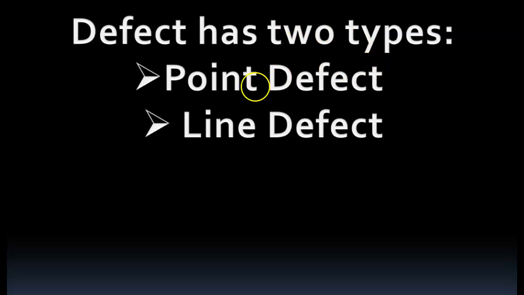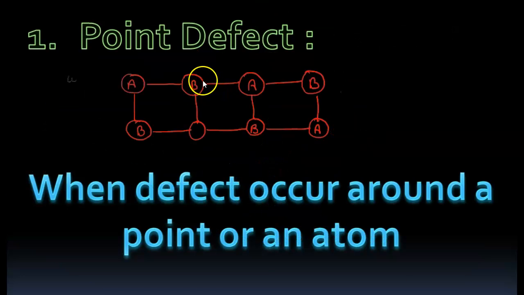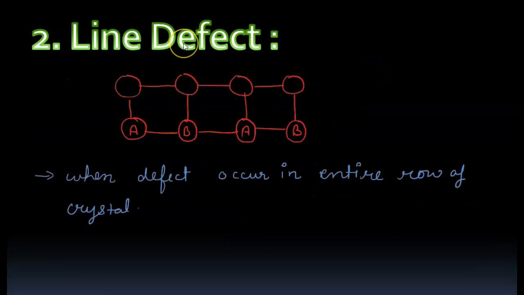Next, defect has two types. First is point defect and second is line defect. So first we will discuss point defect. Here you can see the crystal and these are vacant, in which defects occur. When a defect occurs around a point or an atom, it is called point defect. Next is line defect. You can see in this crystal the first row is almost vacant, so it is called line defect, when a defect occurs in an entire row of the crystal.